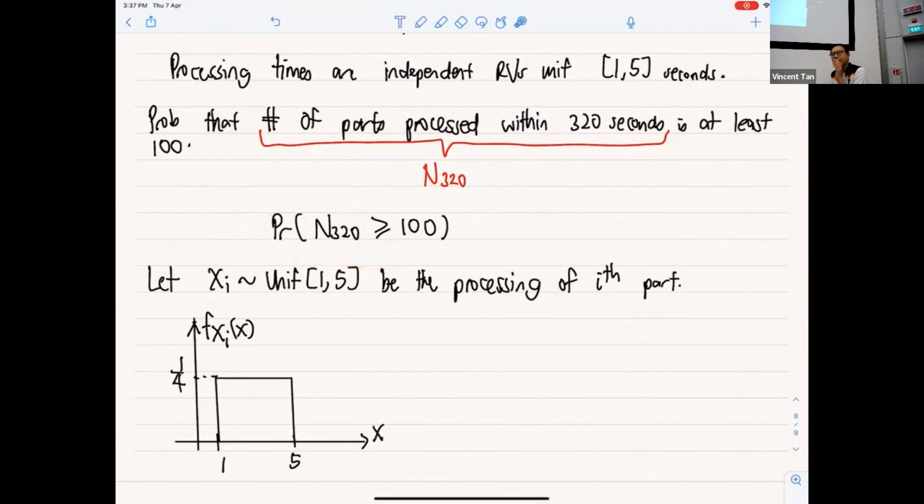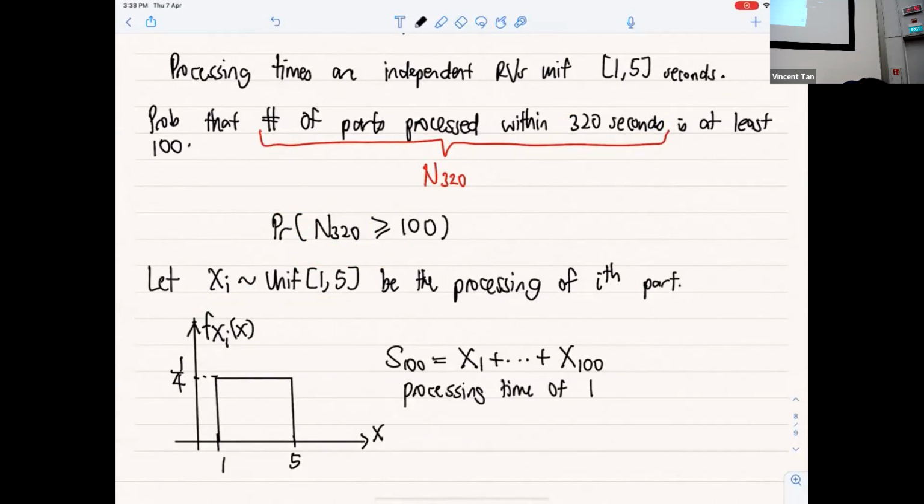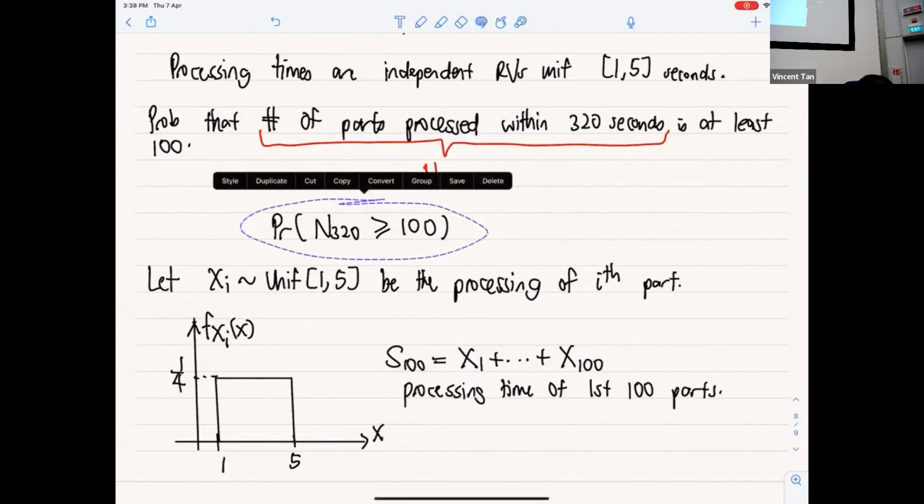But this probability has no xi. Now we know the probability density function, the PDF of each xi. But we are interested in the probability that the number of parts processed within this number of seconds is at least 100. Now it makes sense at this point to define S100, which is the processing time of the first 100 parts. Now, we are interested in this.